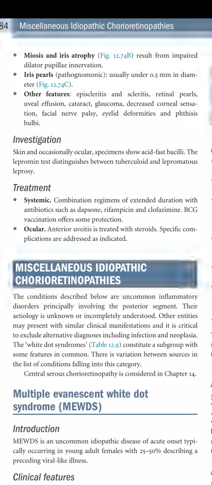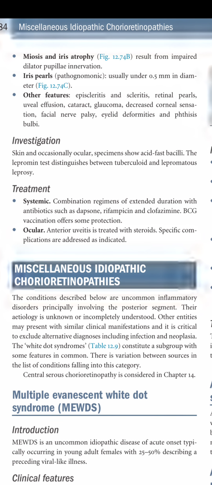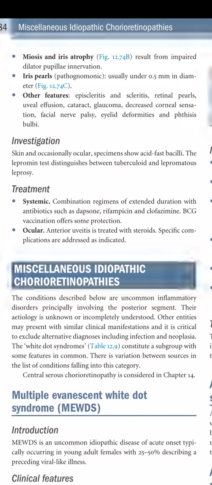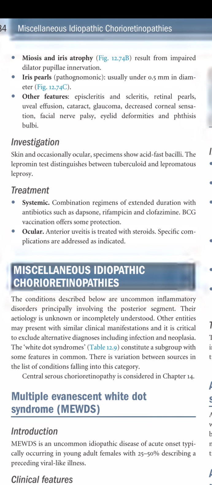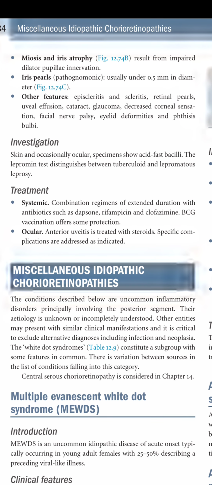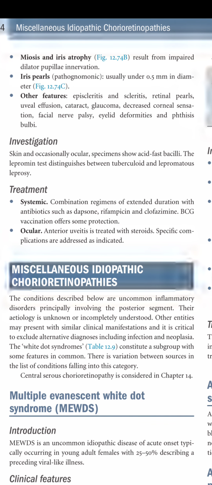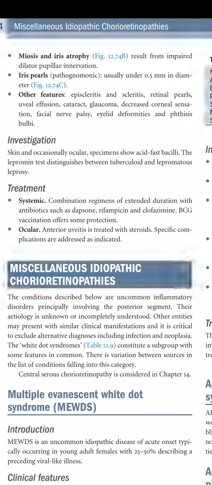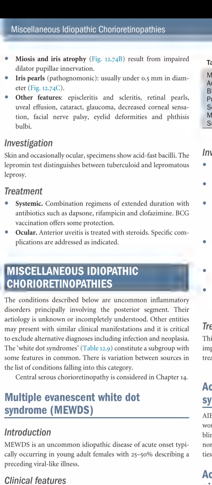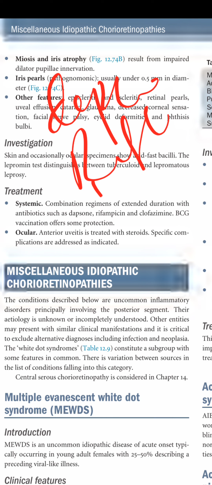Investigation: skin and occasionally ocular specimens show acid-fast bacilli, and especially the lepromin test distinguishes between tuberculoid and lepromatous leprosy. Treatment: a systemic combination regimen of extended duration with antibiotics such as dapsone, rifampicin, and clofazimine. BCG vaccination offers some protection. So basically, it includes dapsone, rifampicin, and clofazimine as a treatment for leprosy.